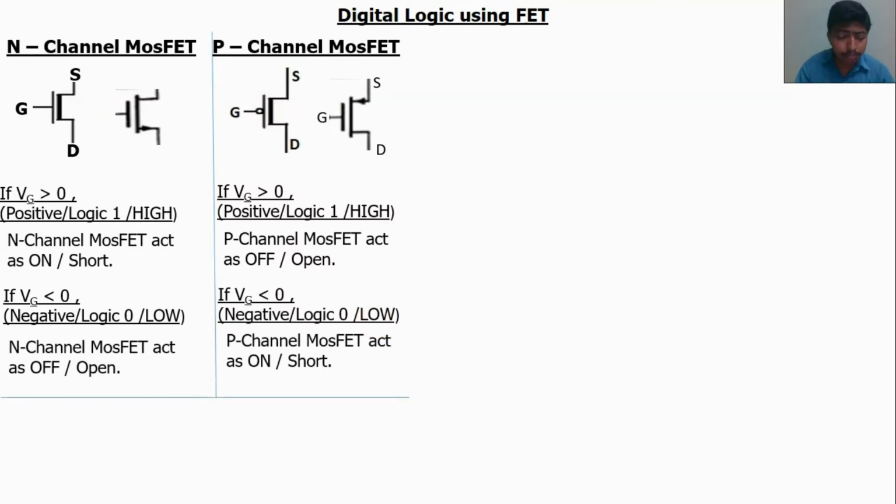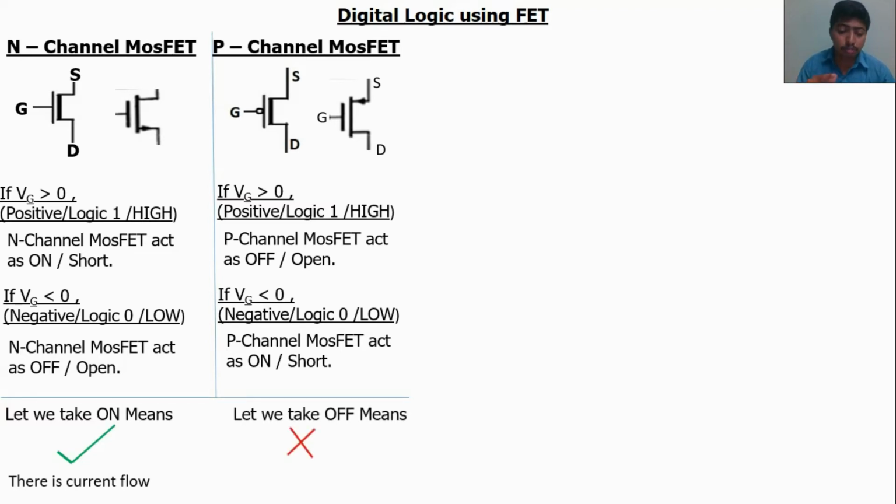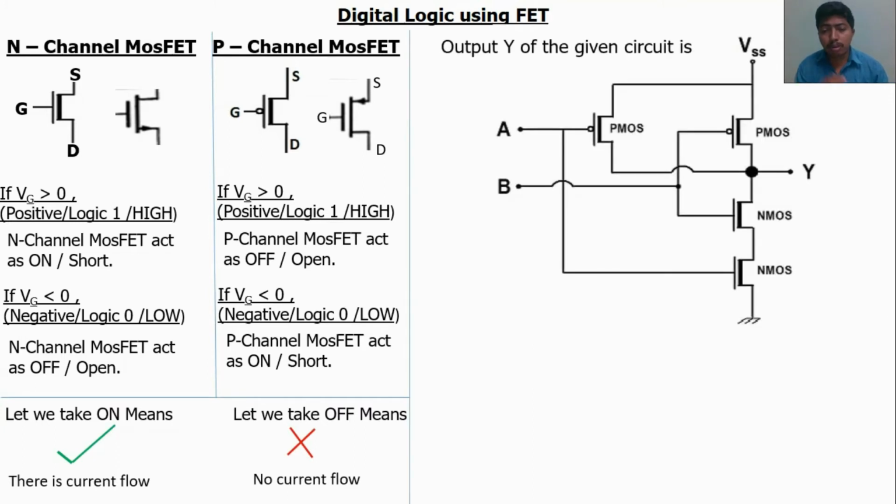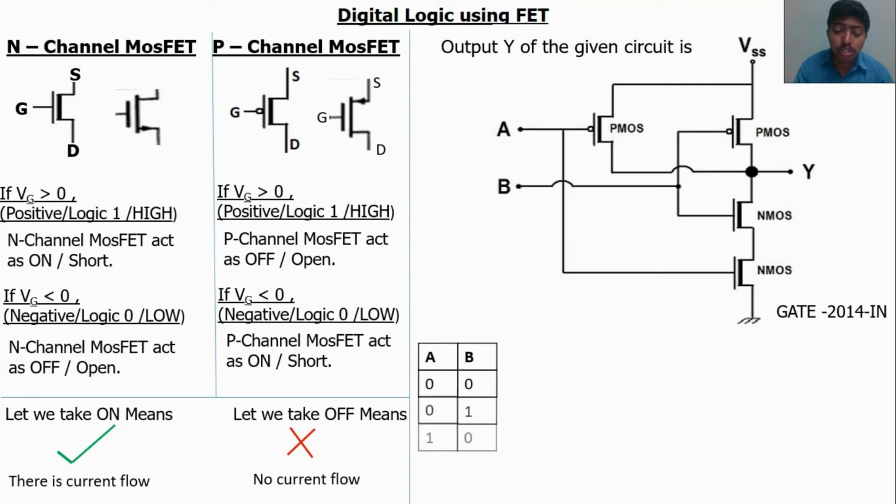For concept understanding, let me take on as a tick mark, which means current flows, and off as a cross mark, which means there is no current flow. Let me solve a problem. This question was asked in the GATE 2014 examination. Here A and B are inputs, Y is the output, and you have to find the output. For these problems, find the output for all the possible inputs. Here the possible inputs are 00, 01, 10, 11.